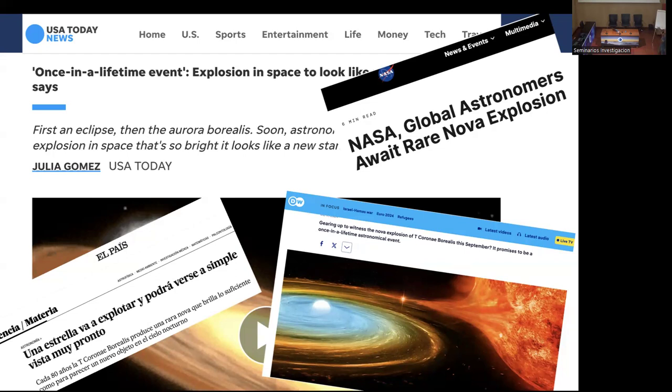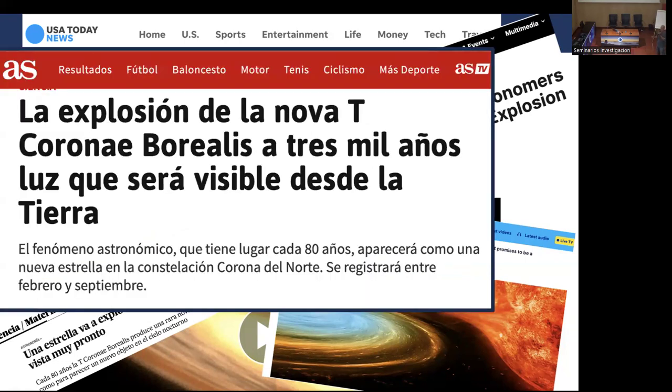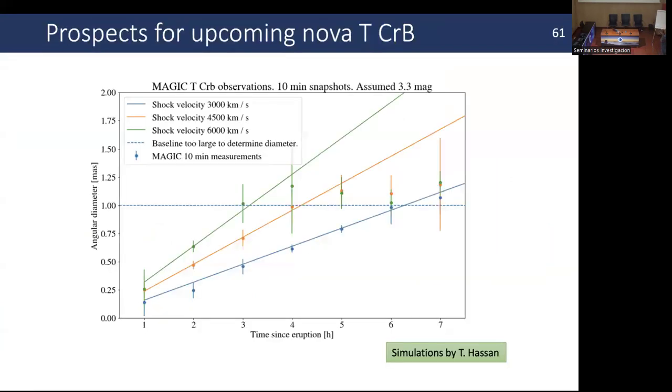There's actually a star, I guess you all know from the news, it's been in the news everywhere. This T Corona Borealis that is probably about to erupt. We have very big hope. It has even been in the sports media, so you can imagine the degree of attention that it is getting. And we have been evaluating the prospects for studying the expansion speed of this nova with our interferometer.